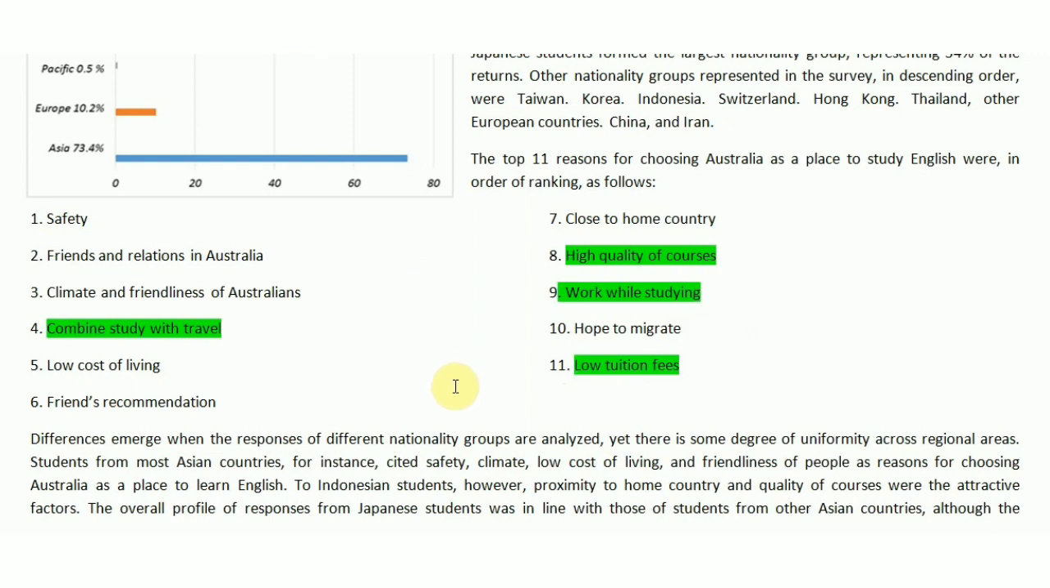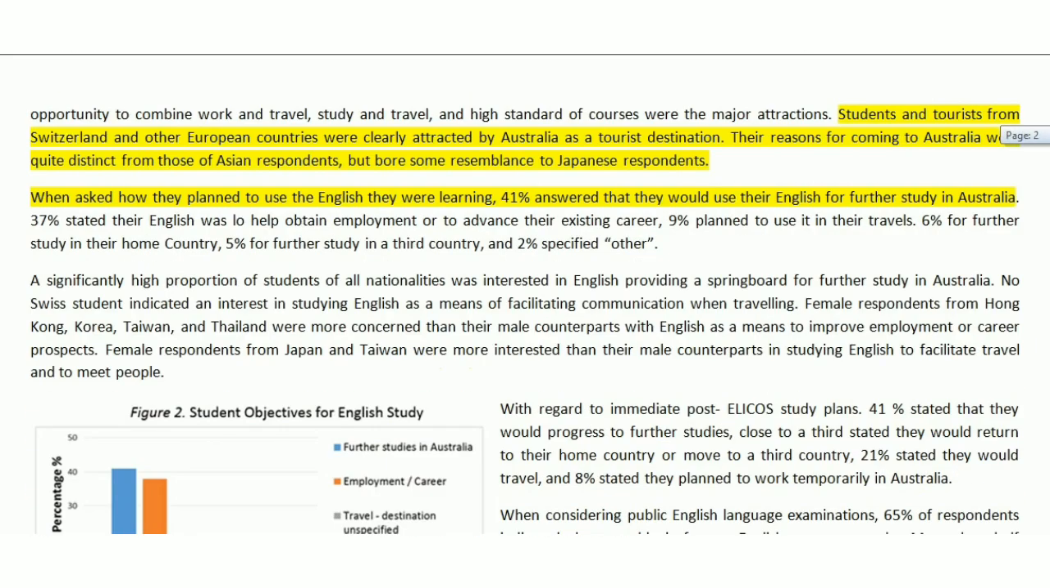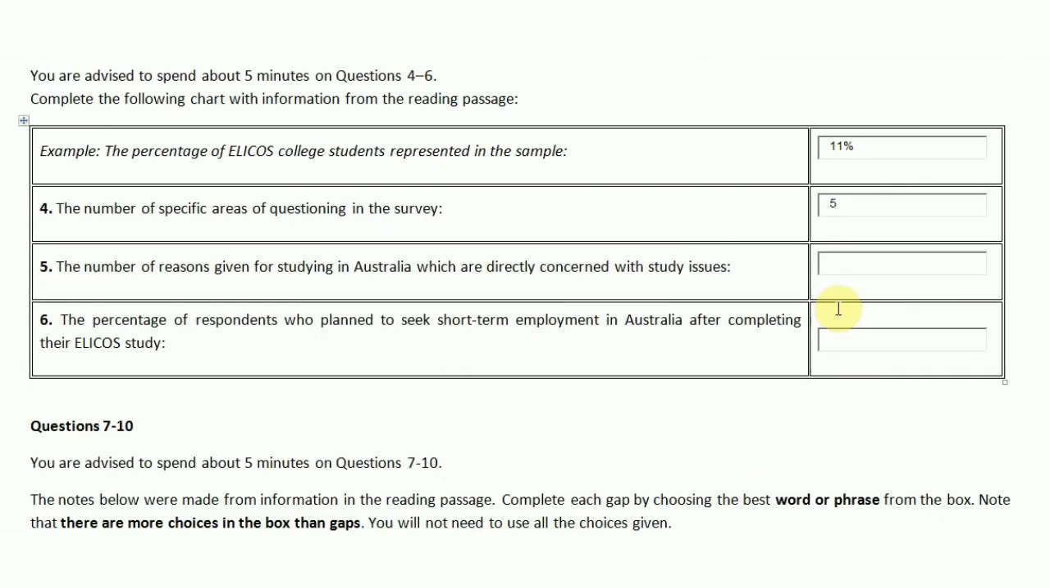So I guess from the 11 reasons, there are 4 reasons that are connected with the study issues. So definitely our answer is gonna be 4. Let's write it down. Number of reasons for studying in Australia which are directly concerned with study issues, it's 4.